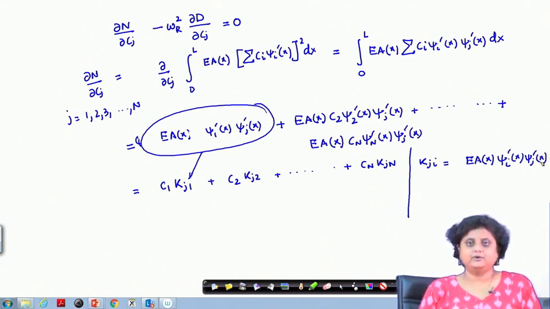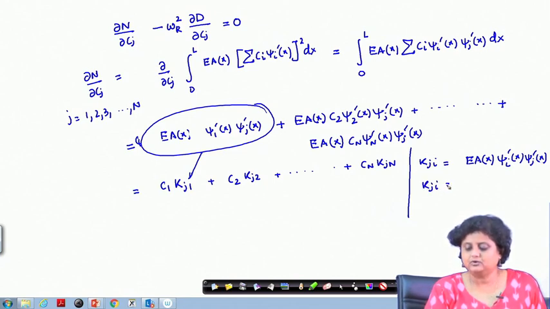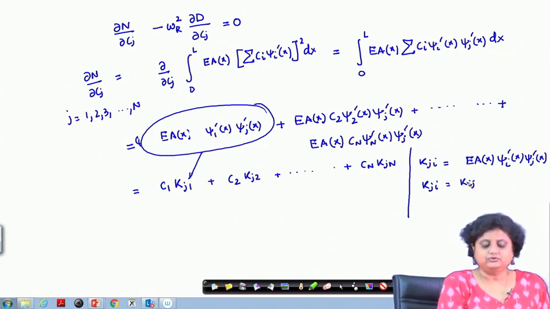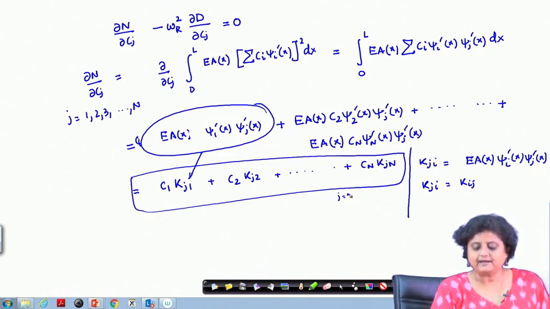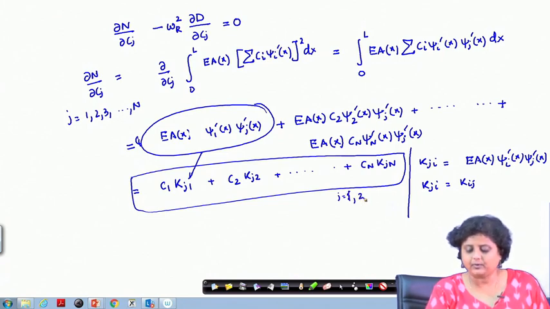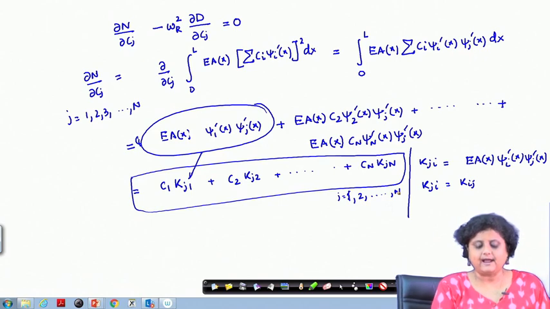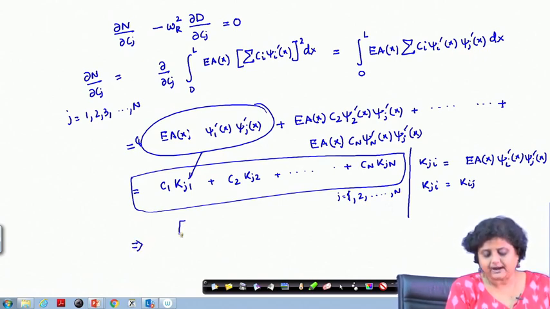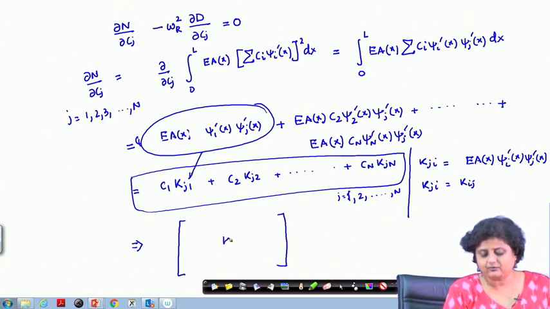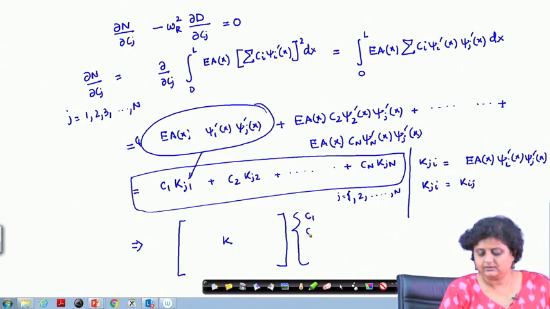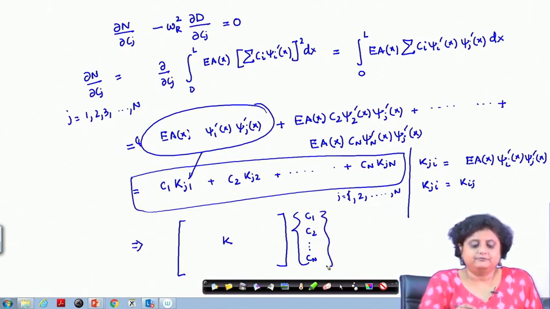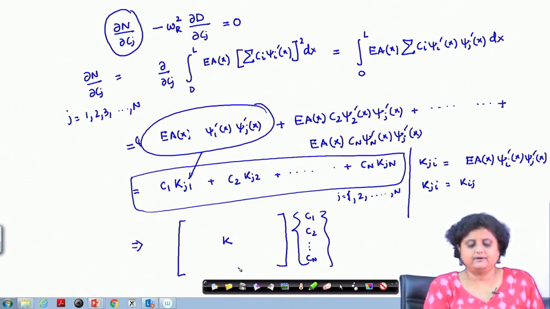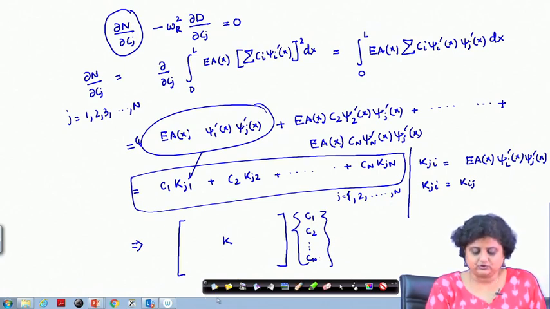And another thing that should be noticed is that k j I is always going to be k I j. So, this whole expression has been written for some generic j. Now, if I write this expression for all possible values of j from 1 to n, I can actually write this expression in a matrix form, which will be a K matrix into C1, C2 and so on till Cn. Therefore, the first part of this expression can actually be written as a matrix, which I am calling K into C1, C2, C3, Cn. Now, let us see what should we do next.